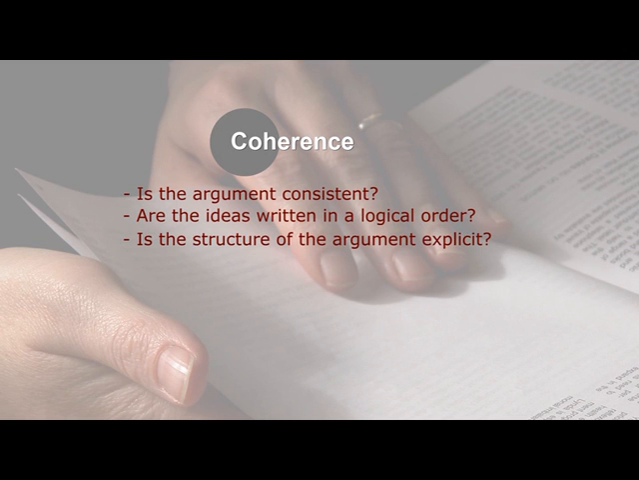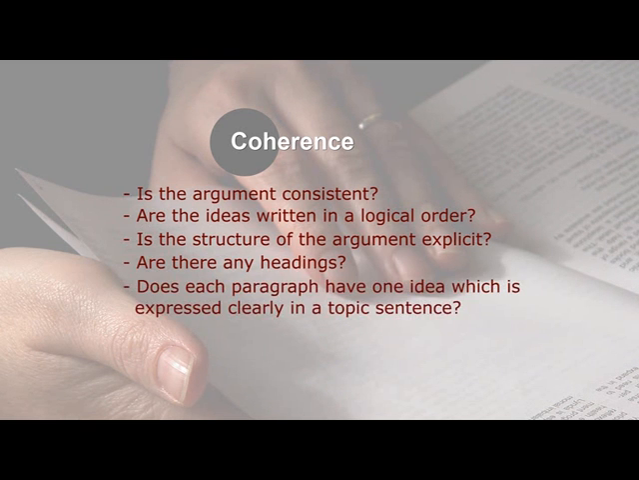Can you clearly follow how the writer develops the arguments? Are there any headings? Are they written in a parallel form? Does each paragraph have one idea which is expressed clearly in the topic sentence? These elements all make what you're reading coherent.